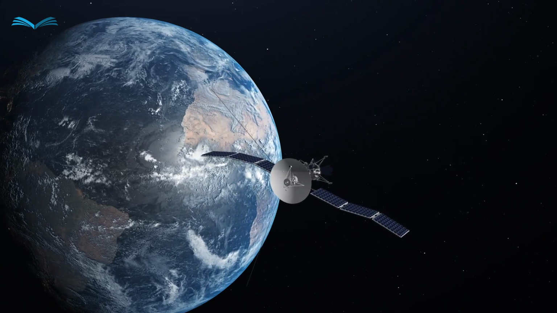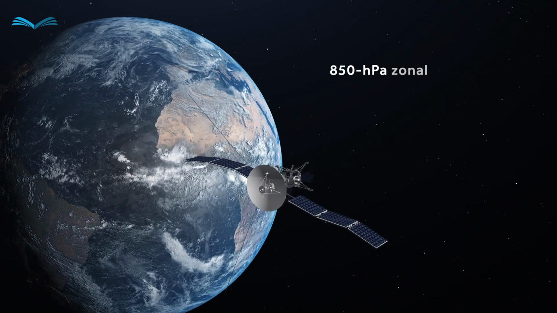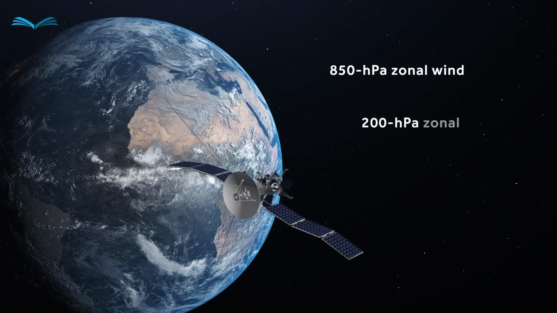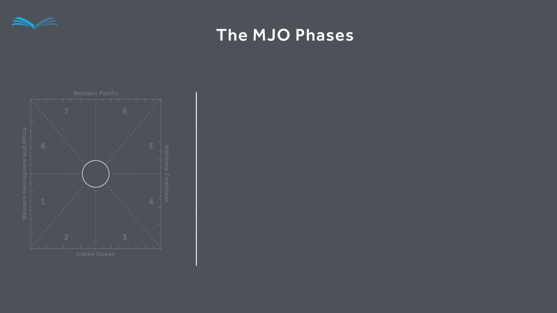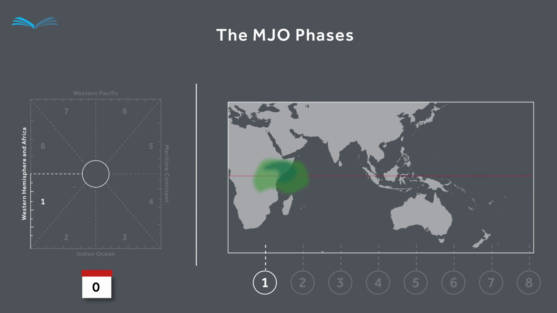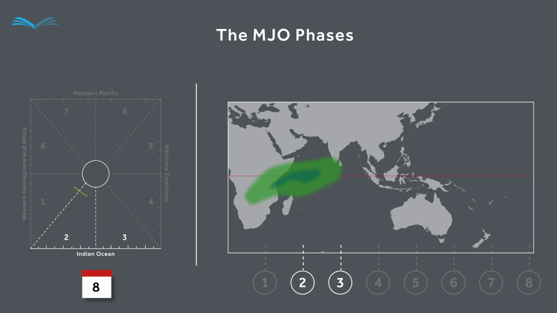The index itself is based on the near equator 850 hectopascal zonal wind, 200 hectopascal zonal wind, and satellite observed outgoing long-wave radiation. Whilst each individual event can vary, the MJO phases are: Phase 1, some convection can develop over the Western Indian Ocean, but this first phase is not always observed. Phase 2 and 3, a developed area of enhanced convection moves slowly eastwards over southeastern Africa and the Indian Ocean, including Mozambique, Madagascar and Seychelles, and parts of the Indian subcontinent. Meanwhile, convection is suppressed over the Western Pacific.